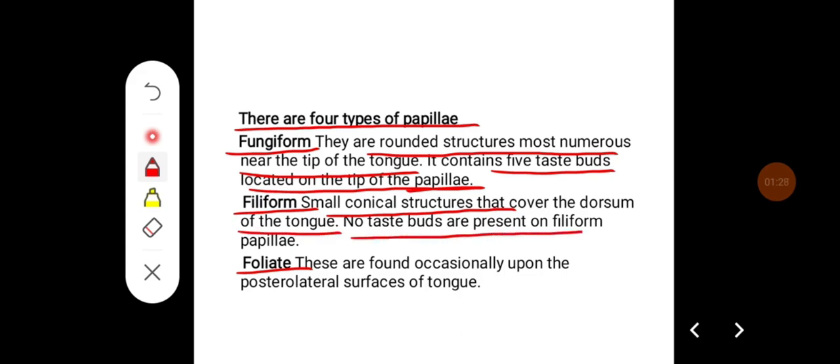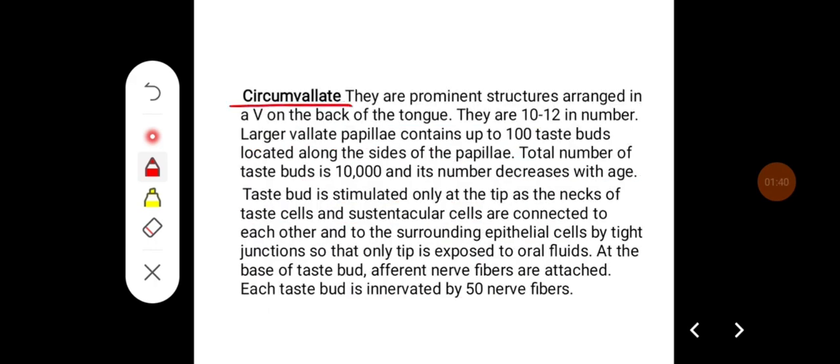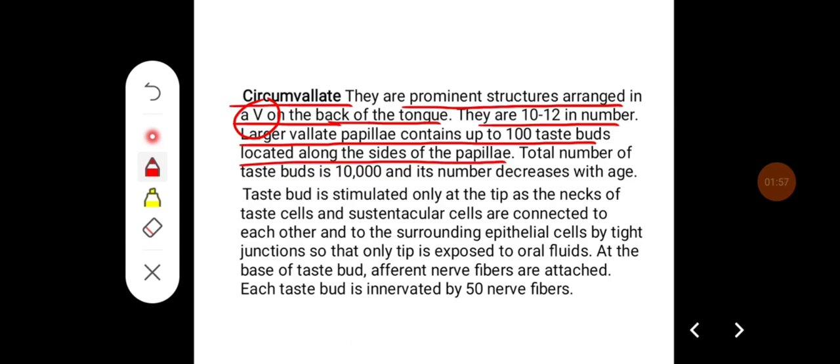No taste buds are present on filiform papillae, whereas foliate papillae are found occasionally on the posterolateral surface of the tongue. Circumvallate papillae, they are prominent structures arranged as a V on the back of the tongue, and there are 10 to 12 in number. Larger vallate papillae contain up to 100 taste buds located along the sides of the papillae. Total number of taste buds is around 10,000, and its number decreases with age.